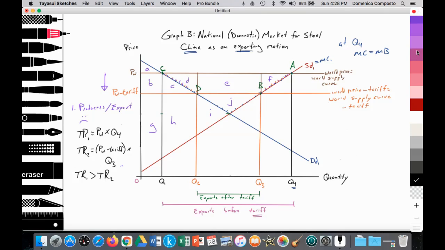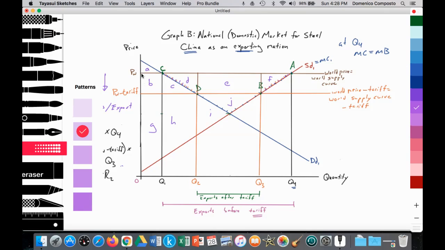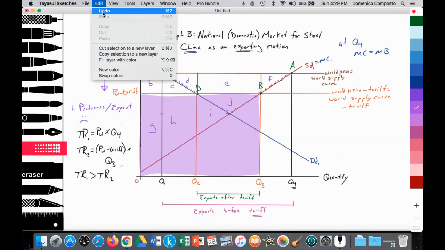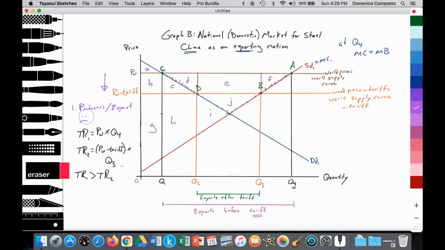So clearly, again, we have another reason to explain why the Chinese firms are worse off with the tariff. So total revenue was PW times Q4, this rectangular area, and then it has been reduced to this rectangular area. Okay, so producers clearly worse off. Let's look at Chinese consumers.